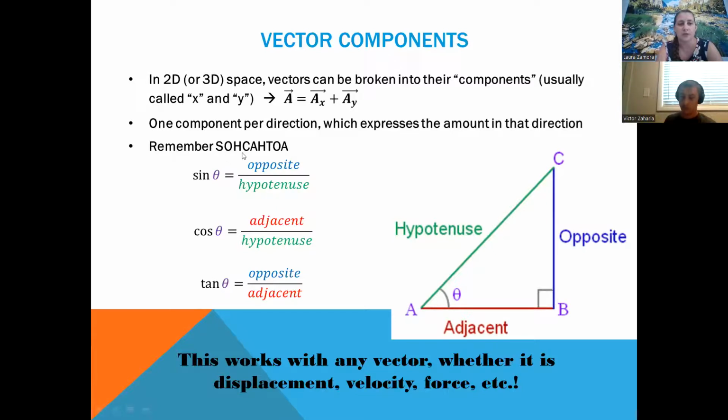So SOH, sine is opposite over hypotenuse. The cosine of our angle is defined as the side that's adjacent to our angle divided by the hypotenuse. So that's CAH, C-A-H. Cosine is adjacent over hypotenuse. And then the tangent of our angle is defined as the side that's opposite divided by the side that's adjacent to our angle. So that's the TOA at the end. Tangent is opposite over adjacent.